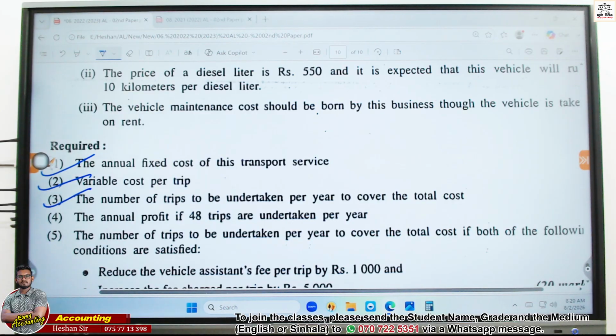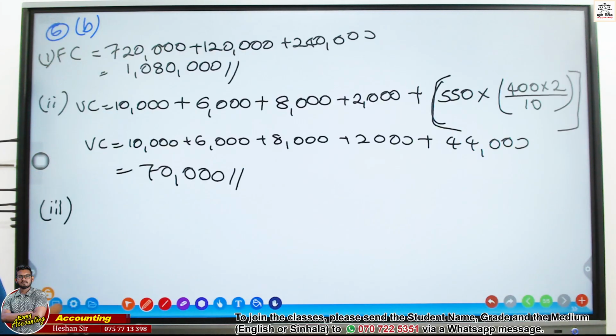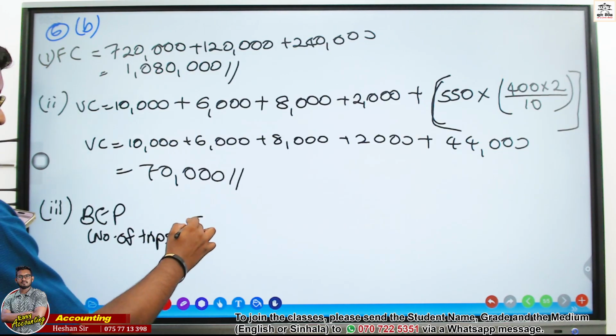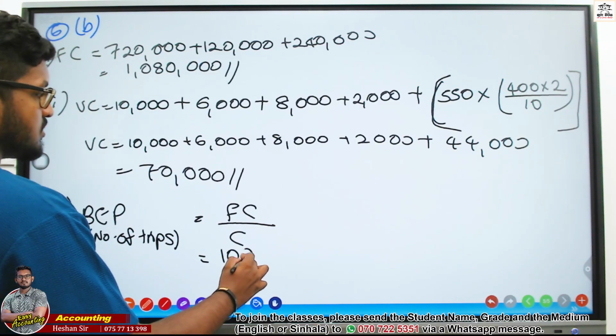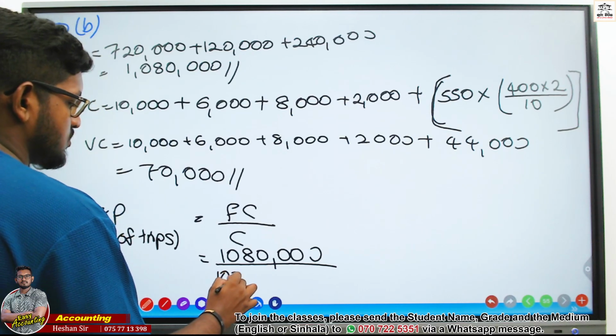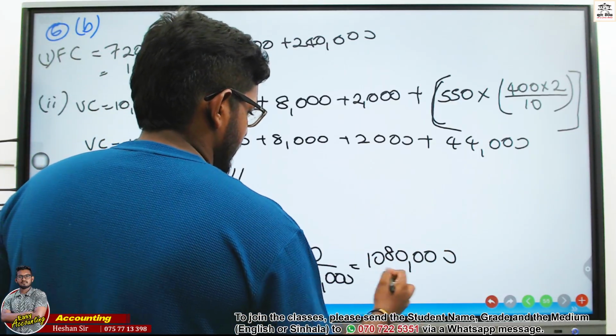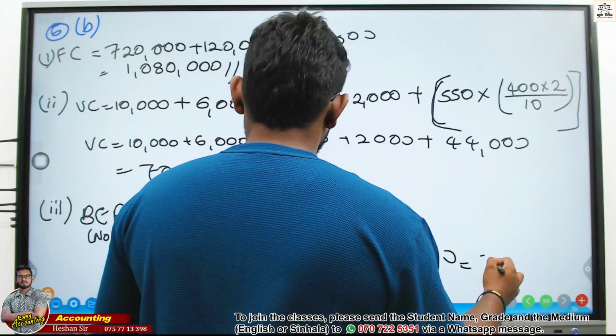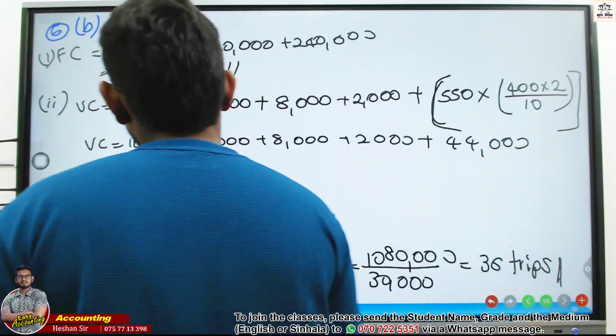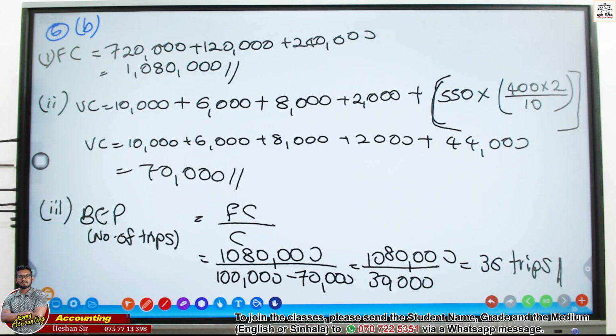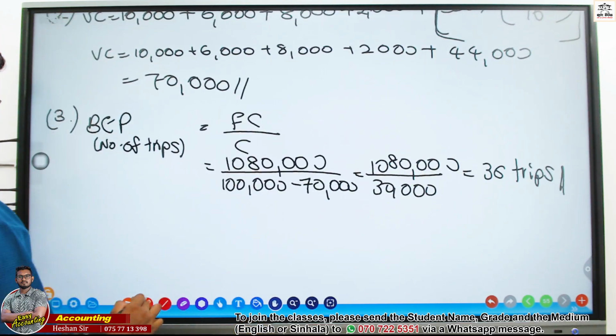The number of trips to be undertaken per year to cover the total cost. So number of trips, you know, FC divided by contribution, fixed cost is 1,080. We charge per trip 100,000. Variable cost is 70,000. So you can see 1,080 divided by 30,000, how much? That is 36 trips we need. We need 36 trips. So not the Roman numbers, these are 1, 2 and 3. Okay. Next one, 4.